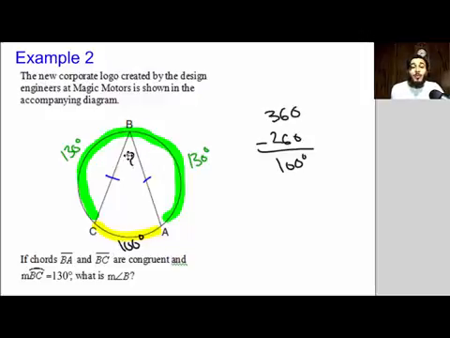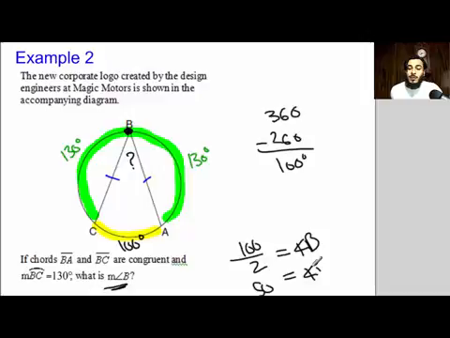Now, to find angle B, that was the question. What's the measurement of angle B? Well, angle B is an inscribed angle because the vertex is on the circle. So that means it's half of the intercepted arc. So we're going to do 100 divided by 2 to get angle B, and we get 50. So that's the measurement of angle B, 50 degrees.